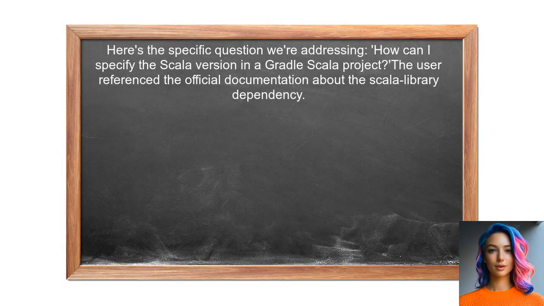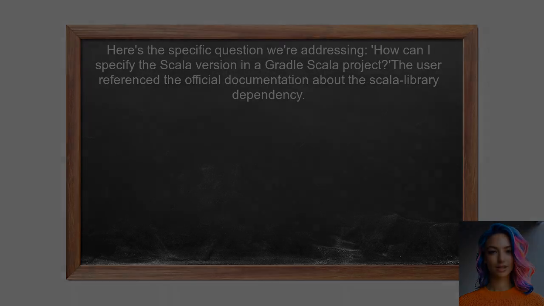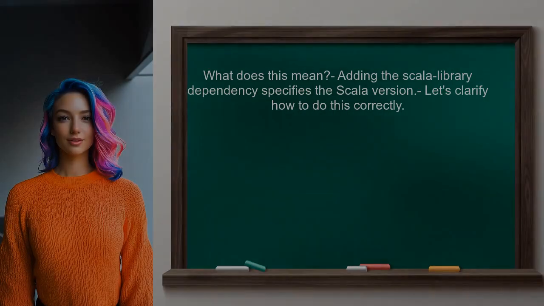Here's the specific question we're addressing. One user asked, how can I specify the Scala version in a Gradle Scala project? They referenced the official documentation, which mentions the Scala library dependency. Let's break this down together. So what does this mean?